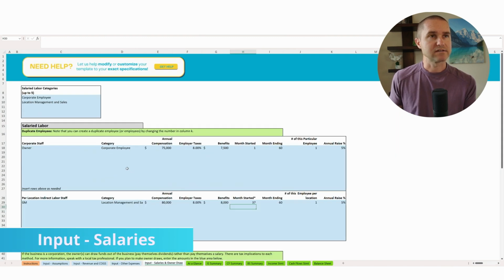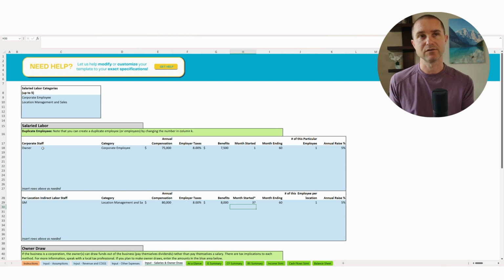All right, let's look at our salaries tab. Here again, I'm going to show you in a second how we can do the multi-unit where you would have a corporate level and then individual per location staff. But let's just say you're the owner, you're going to get paid $75,000 a year starting in month 1. There's just one of you as an employee. You think you're going to get a 5% annual raise. And then let's say your goal is you want to hire a general manager. So you've got location management and sales as the category here. They're going to make $80,000, but they're not going to start until month 37.